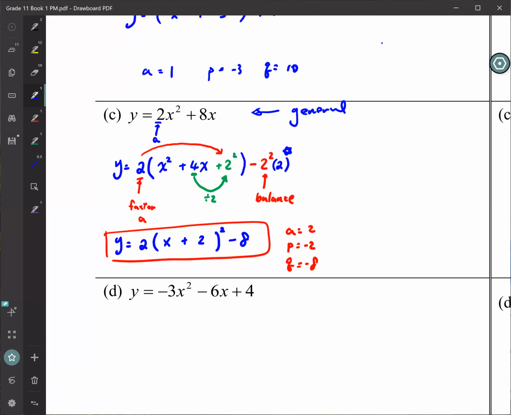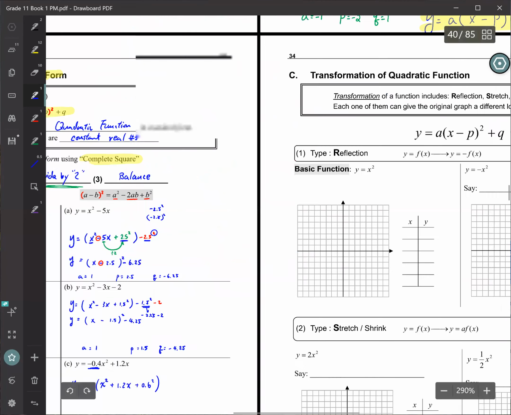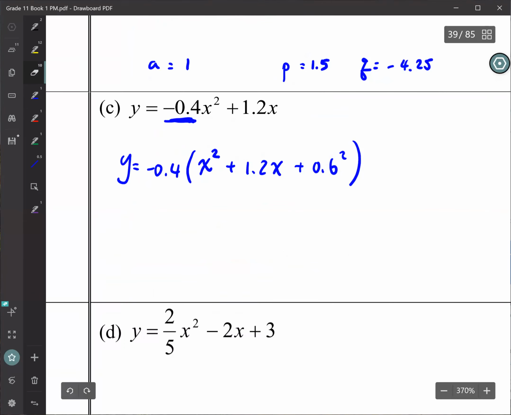Okay, Ivy? Oh, right, because when you factor the 2 out, you need to divide by 2. Divide by the thing that you take out. Okay, so let's go back and try again. If we take out the negative 0.4, then the 1.2 you also need to divide by negative 0.4. So can you tell me what you get? 3. Positive or negative? Negative. Yeah, it's 1.2 divided by negative 0.4.